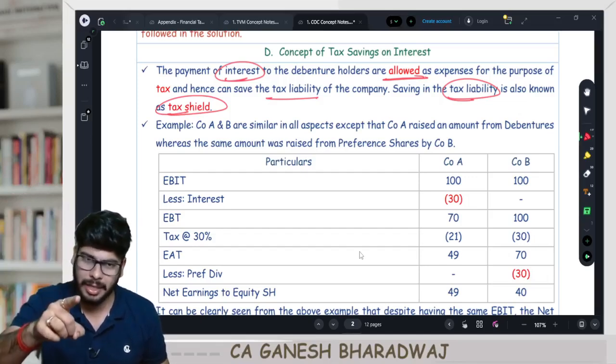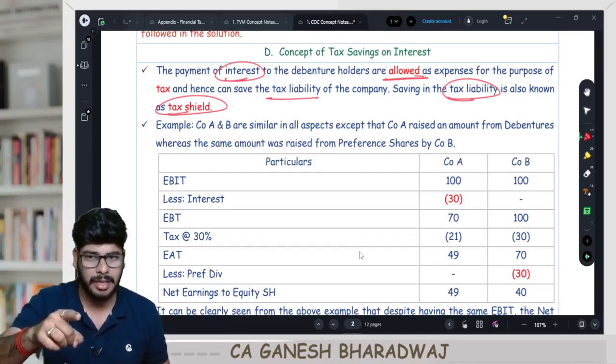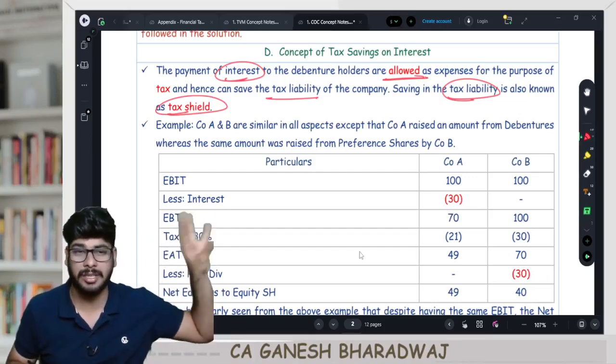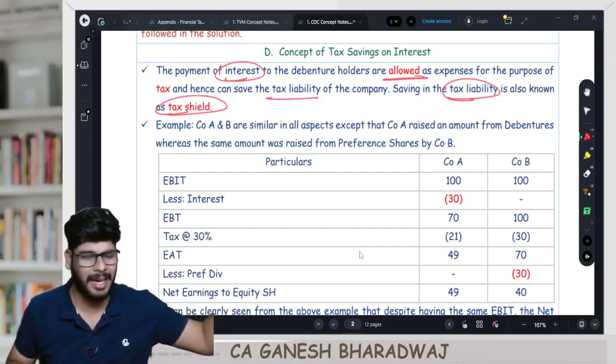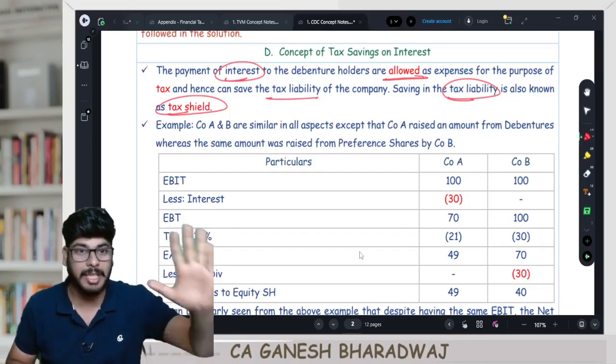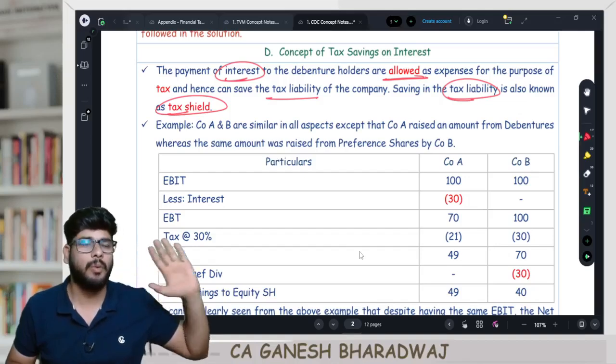Is it allowed as a deduction for the purpose of income tax? Yes, absolutely it is allowed. In fact, it is covered in a section called section 36(1)(iii) of your Income Tax Act. All those things are not required, but I'm just telling you that it is an allowable expense for the purpose of tax. What do you mean by this?